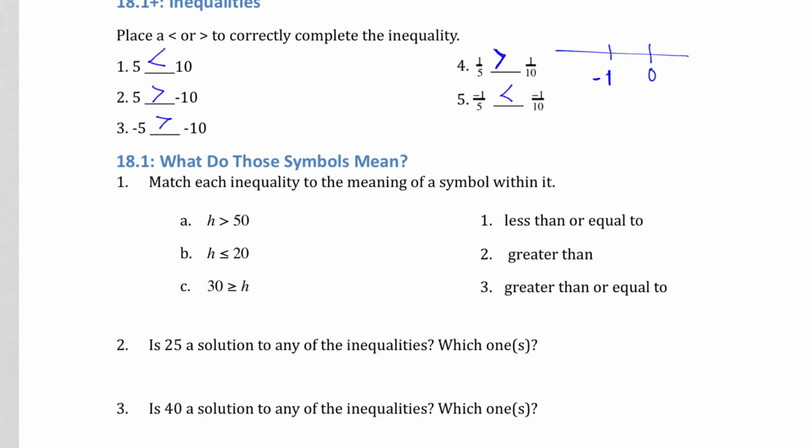H is greater than 50. Well, I guess I just gave that to you. So let's match these. Which one matches with A? 2. I'm just going to draw a line here. What does B match with? Greater than 3. So less than or equal to. Oops, undo that. And 30, or C. Sorry, C. 3. So 30 is greater than or equal to H.